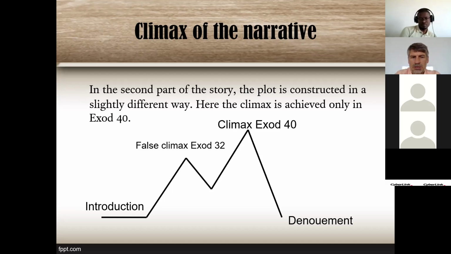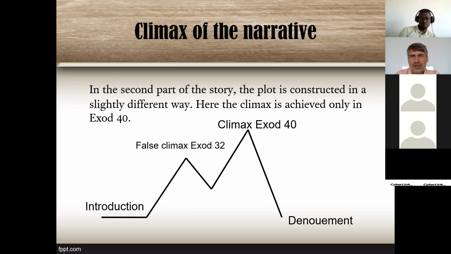But what we can see here is again an introduction. And this introduction is just chapters 16, 17, 18. After that, in chapter 19, the first important action happens. So God called his people and he wants to make a covenant with them. And it looks like people are ready to make a covenant with their God.